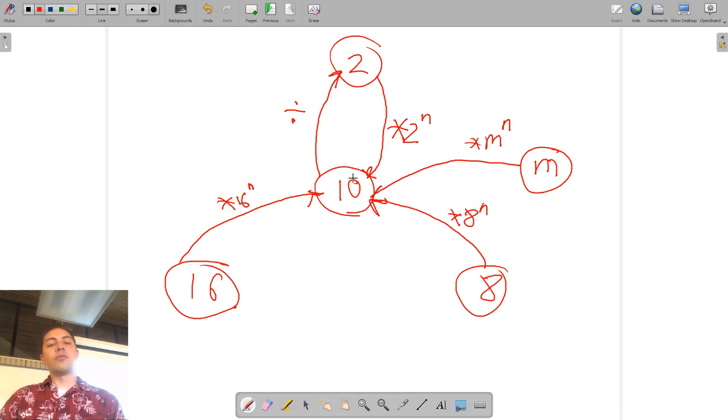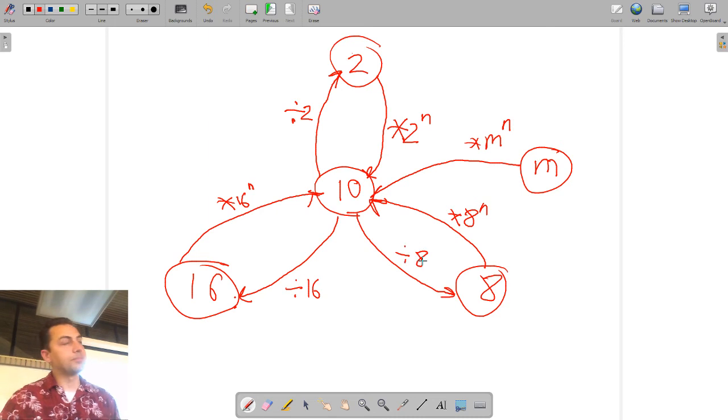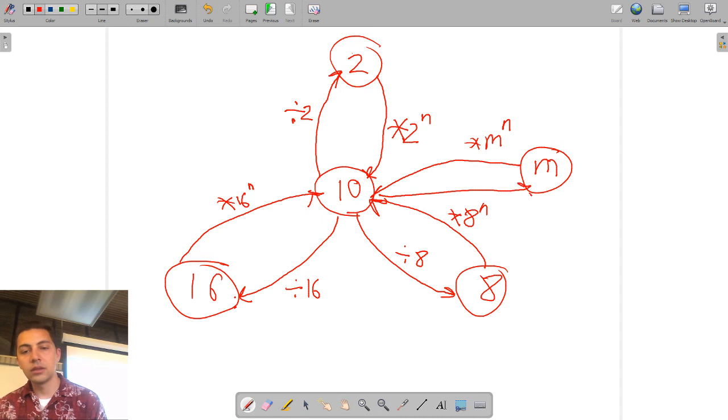Then we go from base 10 to any of these bases: division by 2, division by 16, division by 8, and, well, division by m, where m is whatever base you want to go to.